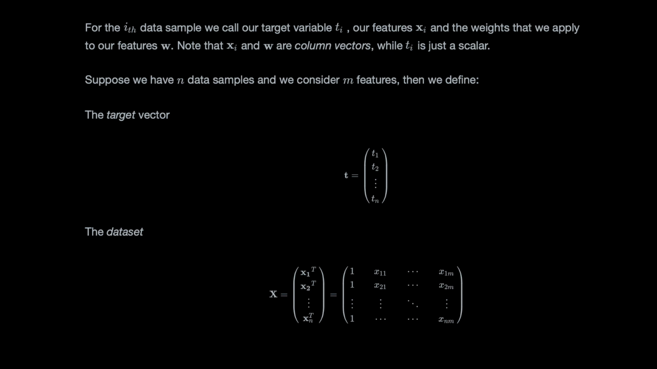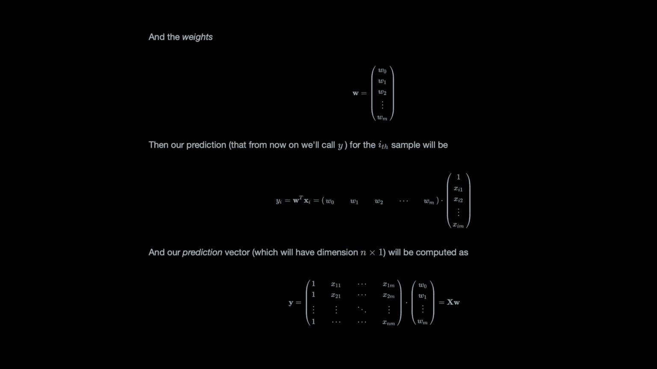Suppose we have n data samples and we consider m features. Then we define the target vector T and a dataset X, and the weights W. Then our prediction, that from now on we'll call y, for the ith sample will be y sub i equals the dot product between W and x sub i. Our prediction vector, which will have dimension n times 1, will be computed as y equals X times W. Note that the ones at the beginning of each row are there just to take into account the bias w0.